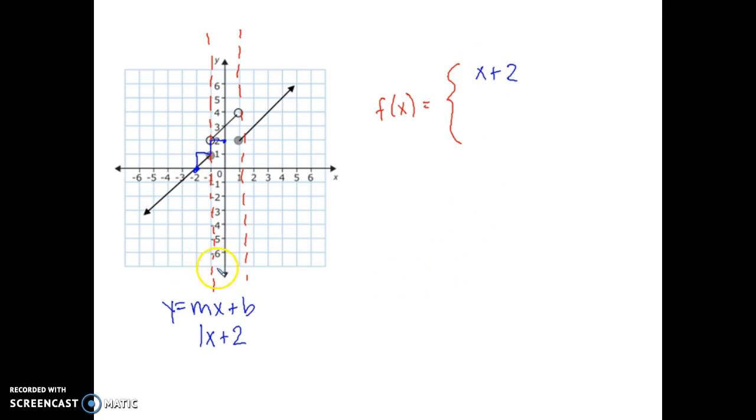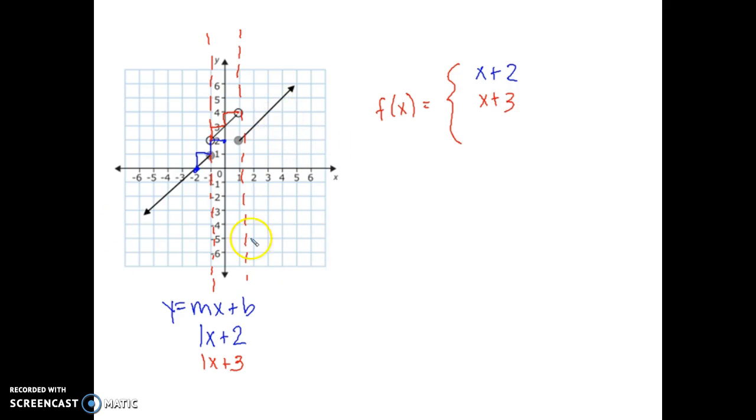Alright, we'll come back and do our domains in a minute. For the next one, it's another line, so it's also mx plus b. This one's easier because it gives me a y-intercept since it crosses the y-axis, and it looks like it also has a slope of 1. So my slope is 1. My y-intercept in this one is 3. So we got x plus 3.